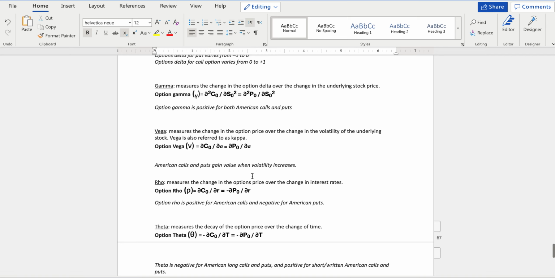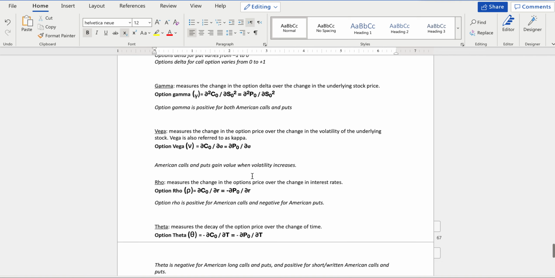So, what does the Vega measure? It measures the change in the option price, whether it's a call or a put, over the change in the volatility of the underlying stock. Right? This is very important to note. It measures the change in the option premium, for a call or for a put, with respect to the change in the volatility of the underlying stock.